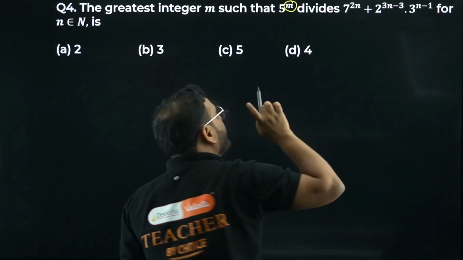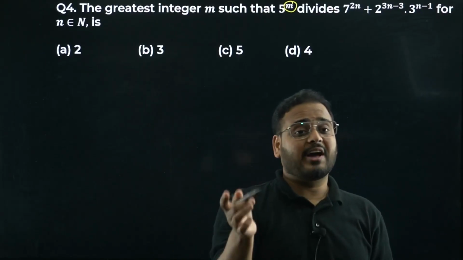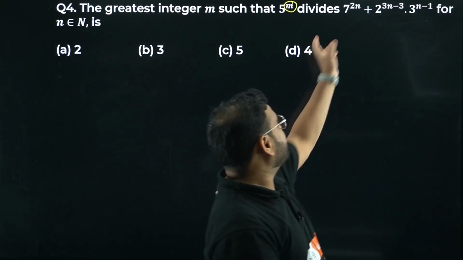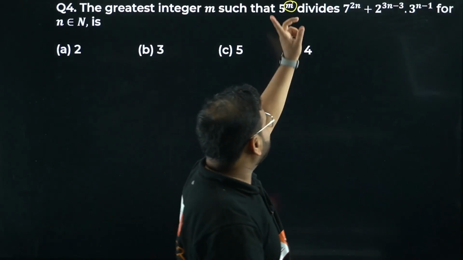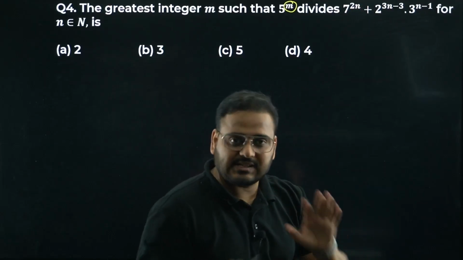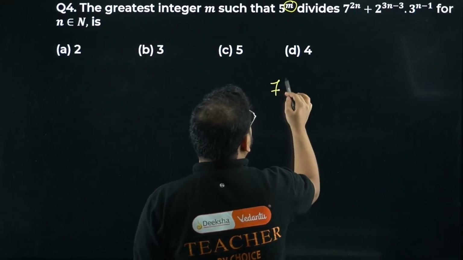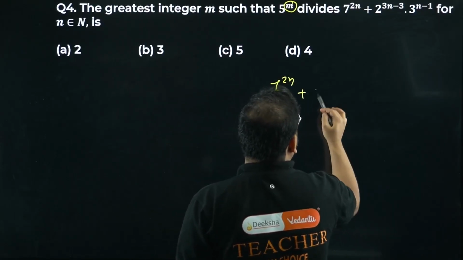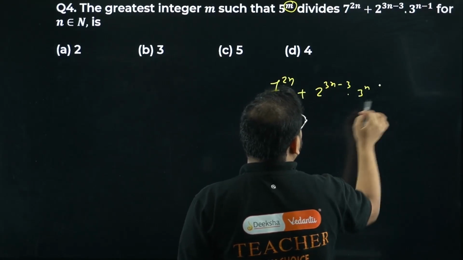So basically, which multiple of 5 will be able to divide this thing, will be a factor of this. What is the question? Which multiple of 5 will be a factor of this expression? That's the question, simplified version. Let's have a look. What is there? We have 7 power 2n plus 2 power 3n minus 3 and times of 3 power n minus 1.